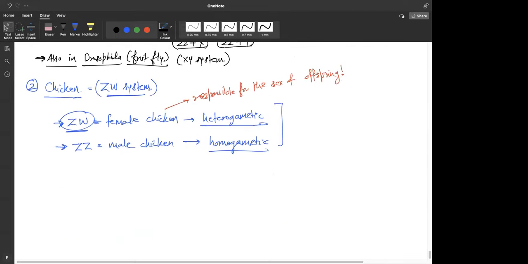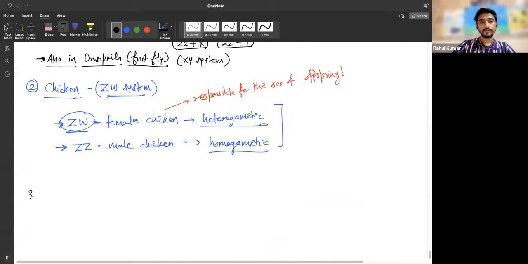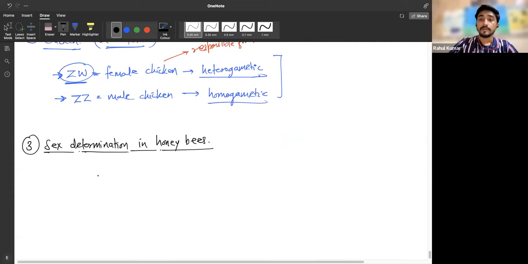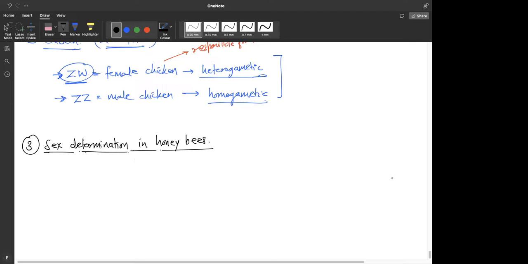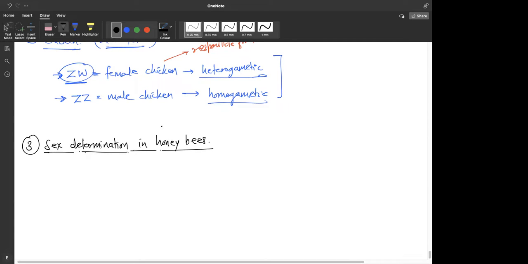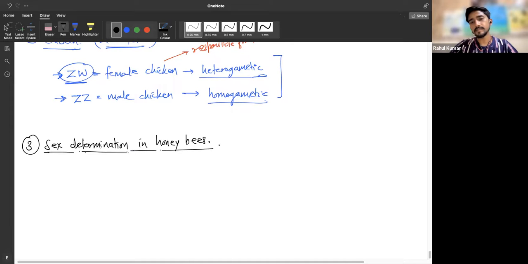Yes. Now, the third that we have to study is sex determination in honeybees. Before we go to sex determination in honeybees, let's understand a few things about them. Tell me, what are honeybees? Where do honeybees live? Yes, Hanifa. Tell me. Yes, so honeybees live in beehives, right?